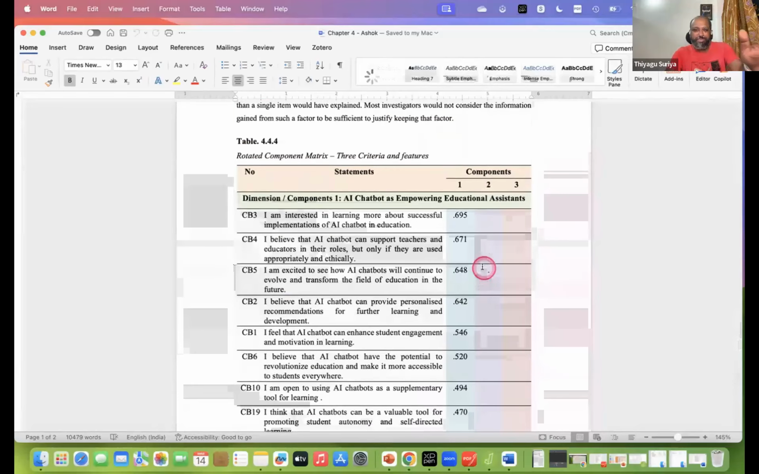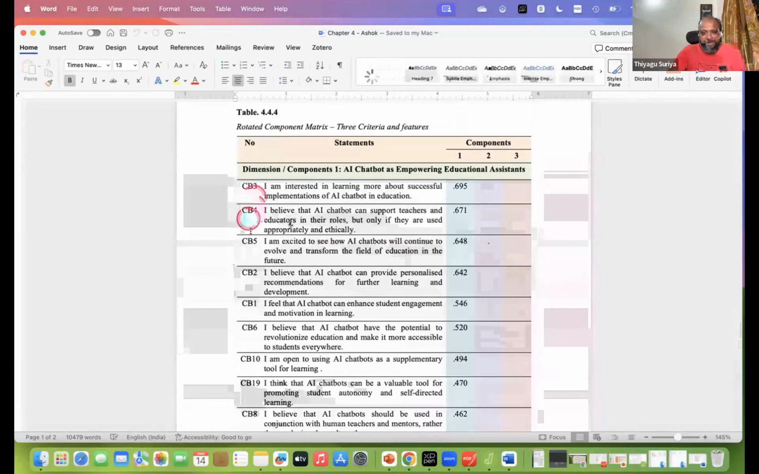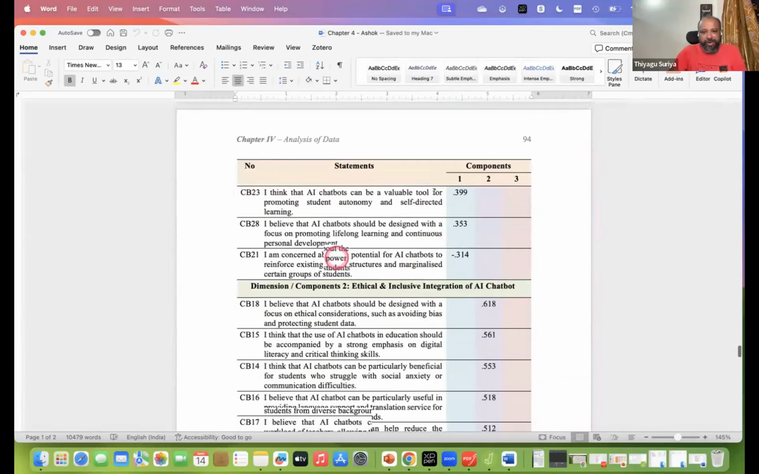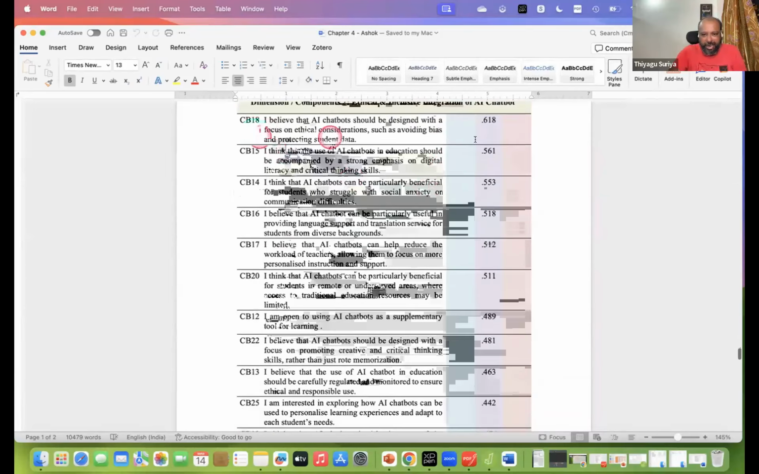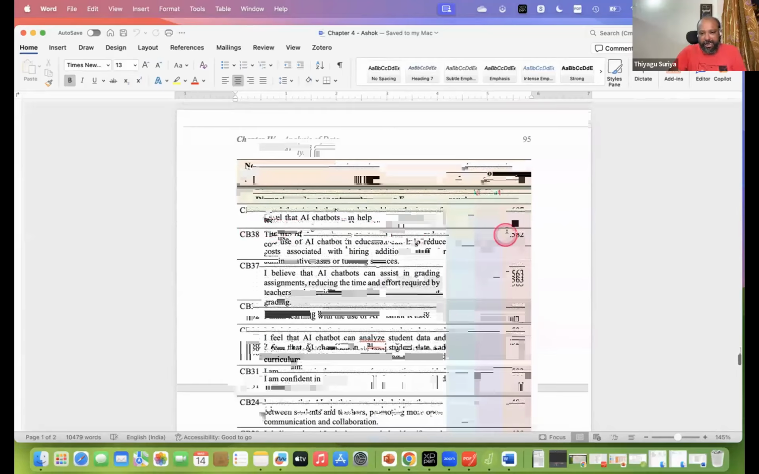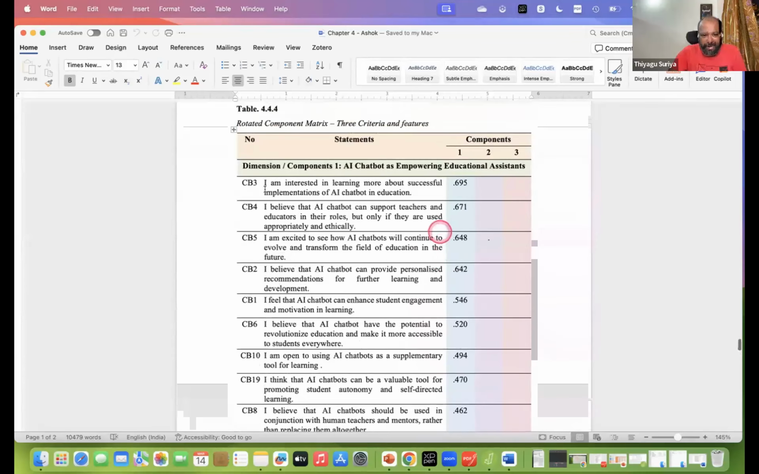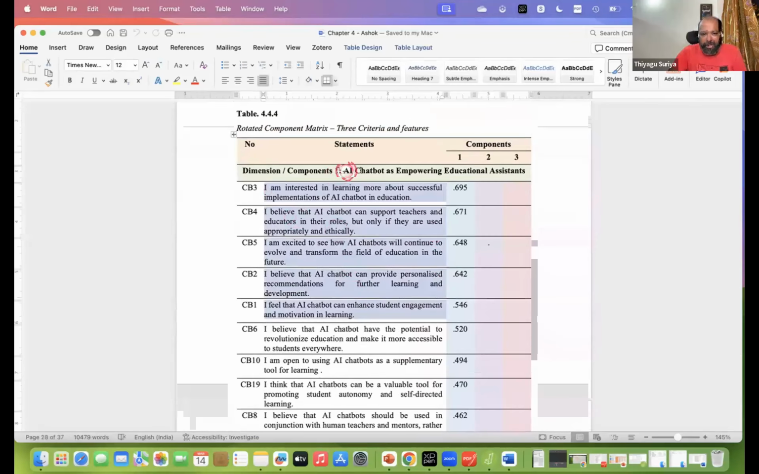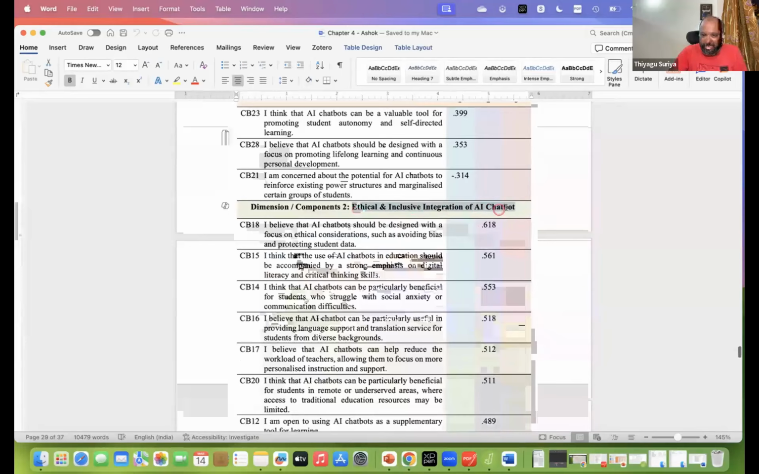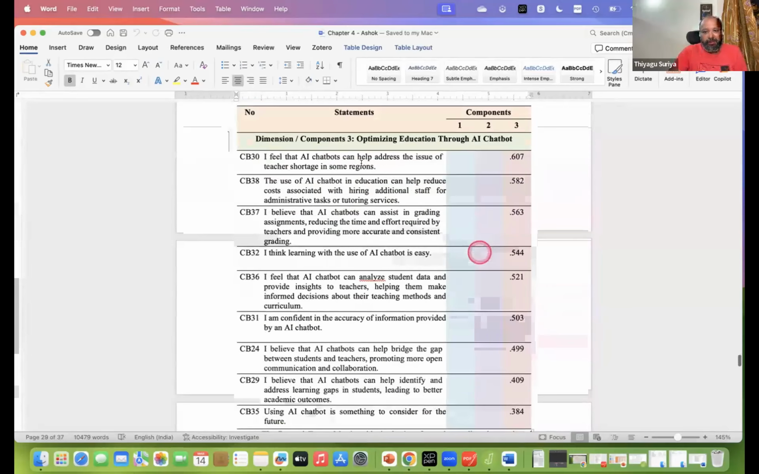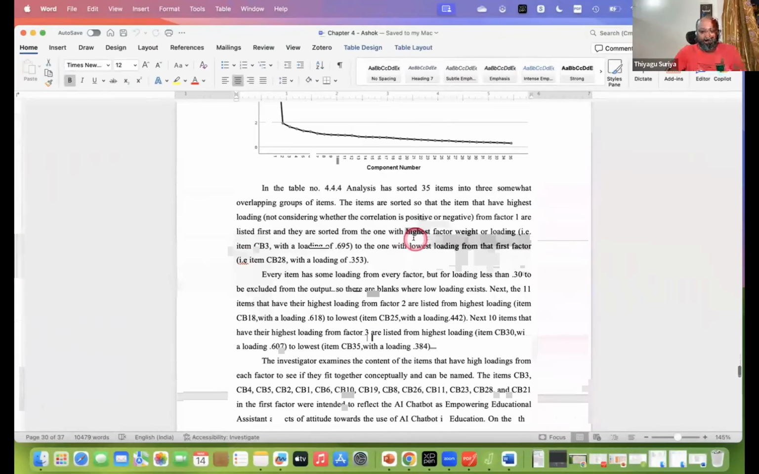That is a problem with SPSS. It becomes different. And these are the items CP1, CP4, CP5. This many items lie on the first factor. These items lie on the second factor. These items lie on the third factor. So what it did is we need to compile the characteristics of these and give component one the name: a chatbot empowering education assistant. Second dimension, ethical and inclusive integration of a chatbot. Third component, optimizing education through a chatbot. You got it? So we define it and we write the interpretation based on this.